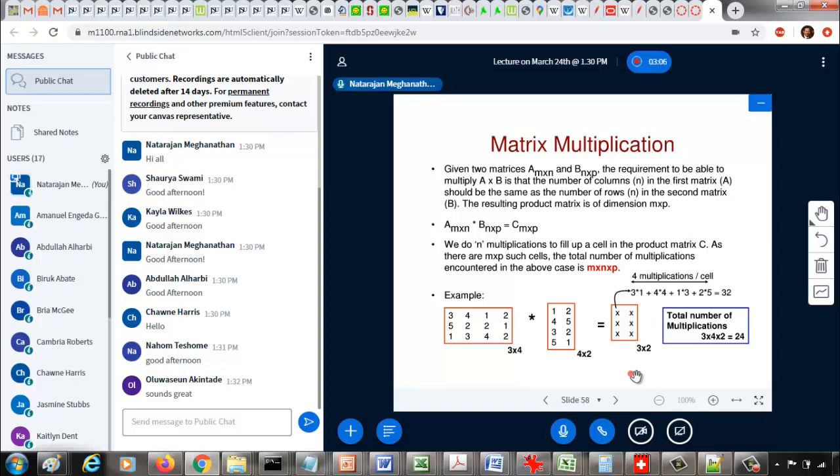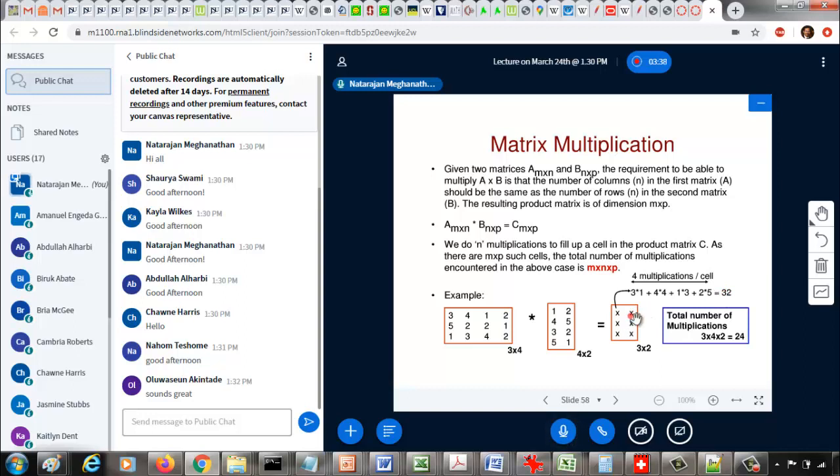But just out of curiosity, how do we get any specific cell? Let's say I want to get cell 1 comma 1, which is row 1, column 1. Multiply row 1 in the first matrix with column 1 in the second matrix. So it is 3 times 1 plus 4 times 4 plus 1 times 3 plus 2 times 5. You add up all these things, it's 32. That is the value of this cell.